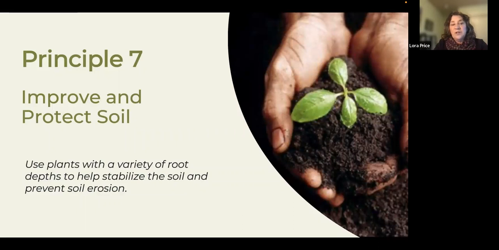So, improving and protecting soil. There are a lot of ways to improve it, and we'll talk about them. I've touched on it a little bit already, but stabilizing soil becomes especially important on slopes. And that is another benefit of plants, especially our native plants: they have nice deep roots that can help hold the soil, stabilize it, and prevent erosion.